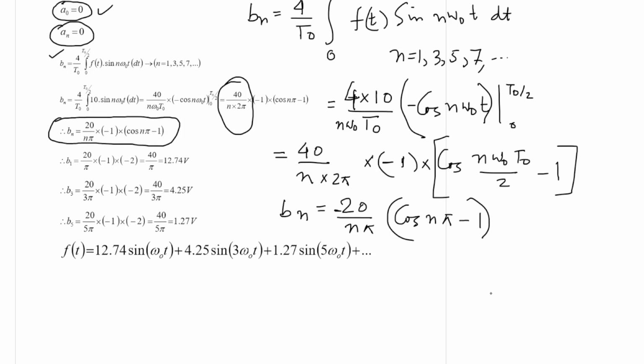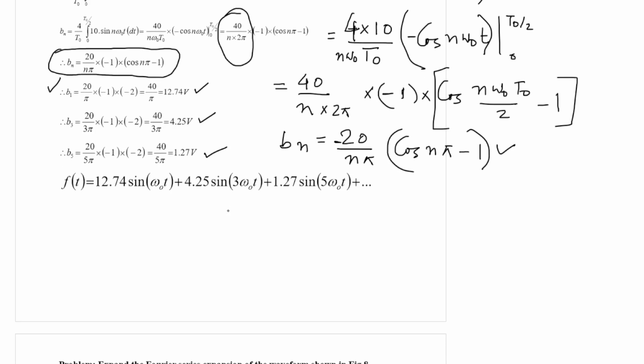So when n is equal to 1, b1 should be 20 by pi into minus 1 into minus 2, that will be equal to 12.74 if you solve. And when you substitute n is equal to 3 from this expression, you will get b3 is equal to 4.25. Similarly, if you substitute n is equal to 5, you will get this.